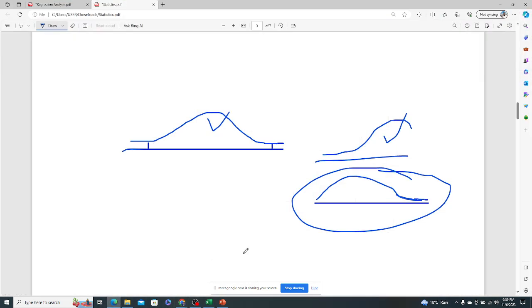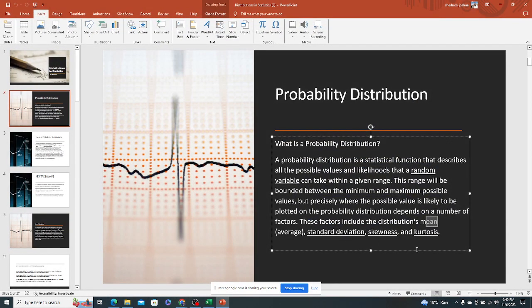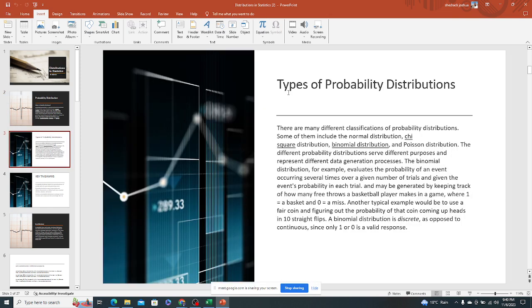So in this case, it might be affected by the mean, it might be affected by standard deviation, it might be affected by skewness, and it might be affected by kurtosis. Good. So we have types of probability distribution. Of course, we have normal distribution, chi-square distribution, binomial distribution, Poisson distribution and many other distributions. We shall discuss each distribution one by one.